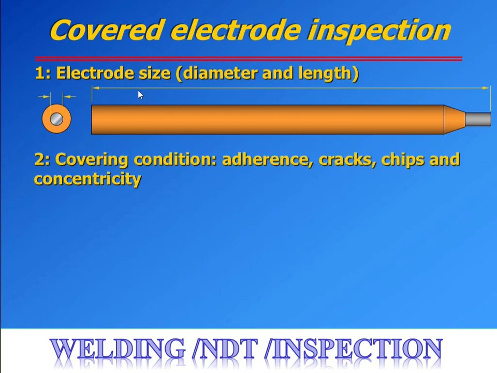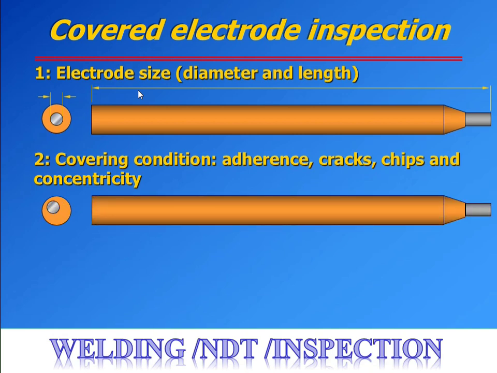The second thing is very important: covering condition, adherence, cracks, chips and concentricity. You see this is concentricity. It means the electrode rod is not in the middle position. So it will not be accepted. The flux is not properly distributed around the whole area. One side is more, one side is less. Also cracks are not allowed, chips are not allowed. So you have to check as an inspector.